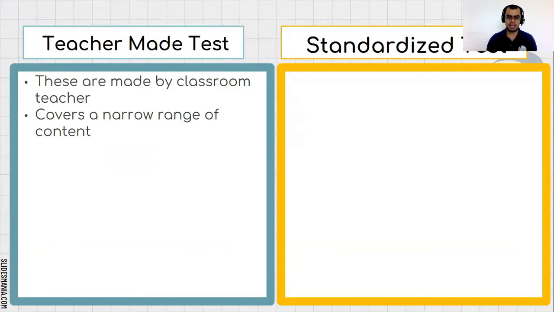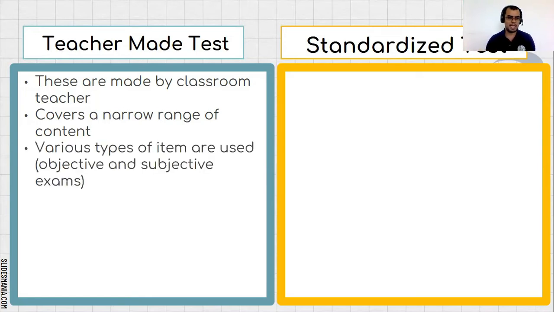And it covers a narrow range of content so that the test that will be included is limited to what you have discussed. Say, for example, in mathematics, if you talk about variations, so the exam is only about variation. So if you talk about addition of two-digit numbers, so the exam is related only to two-digit numbers. And various types of items are used.